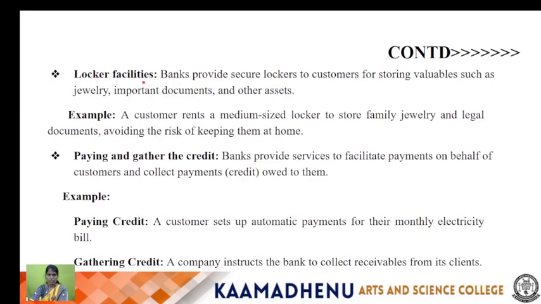Next one, locker facilities. In secondary function, a bank provides secure lockers to customers for storing valuables such as jewelry, important documents and other assets. For example, a customer rents a medium-sized locker to store the family's jewelry and legal documents, avoiding the risk of keeping them at home.